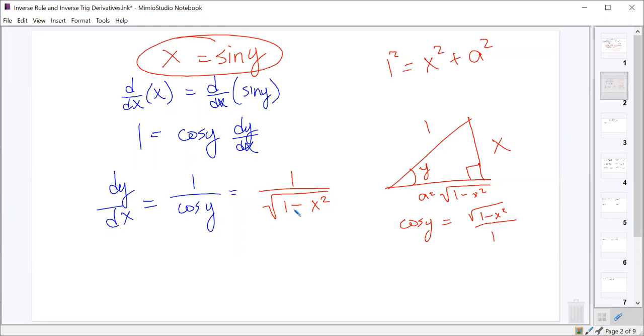And that's a little easier generally, especially for regular values of x, to evaluate than the cosine of the inverse sine of x. So this right here is the derivative of the inverse sine of x, and you're going to want to memorize that. Good or no? Any questions on that?